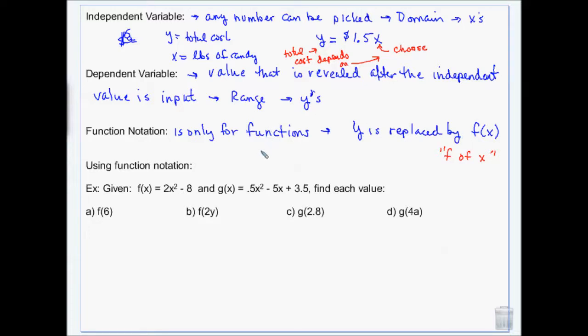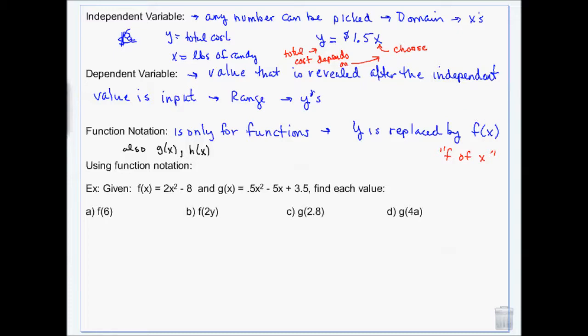Also, you might see g of x, h of x. This just means different functions. Like if you have a problem with more than one function in it, that's so you know the difference between the two.